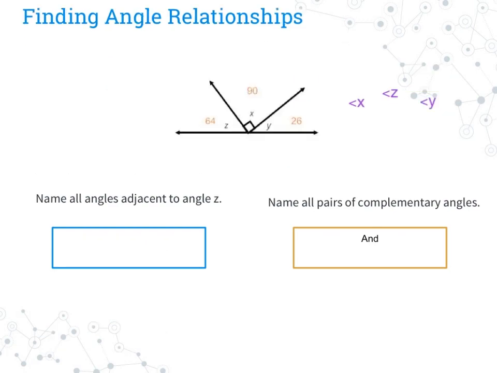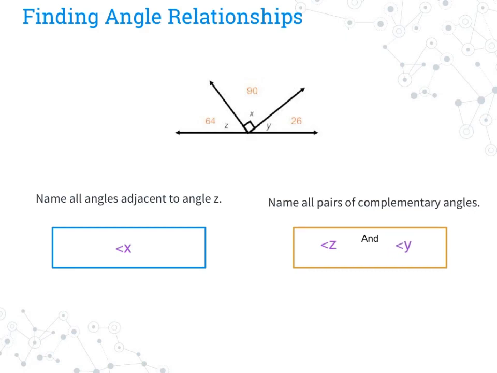So here we're talking about more angle relationships. We've got a picture and we need to figure out all the angles that are adjacent to angle Z. So that's angles that share a side and have a vertex. And only one angle has a vertex and shares a side, and that is angle X. Next, we have to name all the pairs of complementary angles. So we're going to look for angles that equal 90 degrees. Now, although X does equal 90 degrees, it is just one angle by itself, so we can't say that it's complementary. We only can add up 64 and 26 to give us the other 90 degree angle relationship there. So Z and Y are the complementary angles.